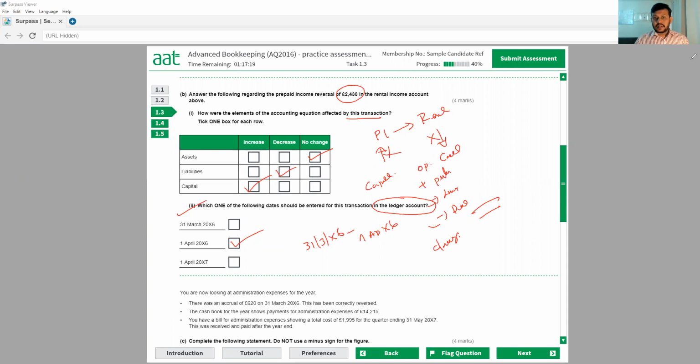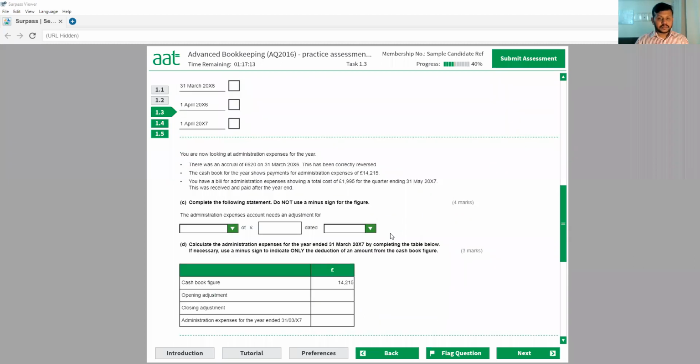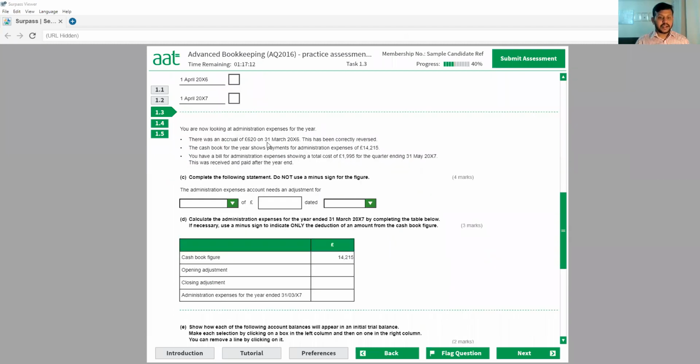All right, so let's move to the next one. The next one we have here, it says, you are now looking at the admin expense for the year. There was an accrual for 620 on 31st of March 2016. This has been correctly reversed. So there is an accrual. Accrual is, they said, correctly reversed.